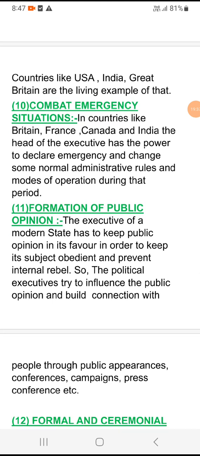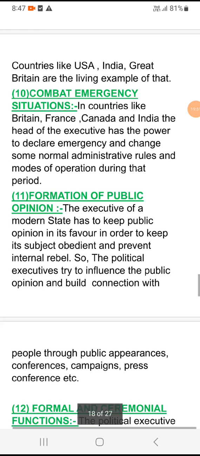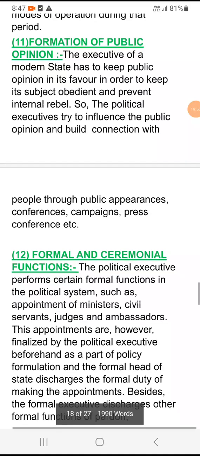Number 10. Combat emergency situations. In countries like Britain, France, Canada, India, the head of the executive has the power to declare emergency and change some normal administrative rules and modes of operation during the period.